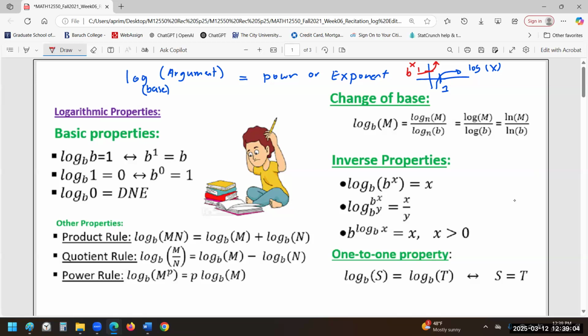To turn log into exponential, we switch them around. What we do is we take the base and we raise it to the power, and we set that equal to the argument. So exponential form is some type of base with some type of exponent, set equal to the argument.